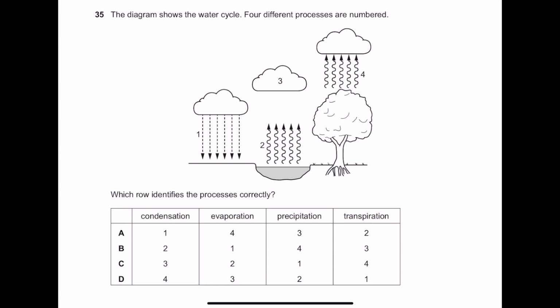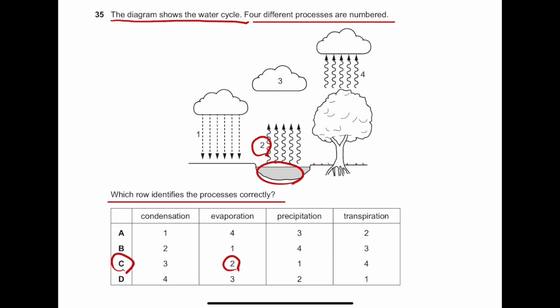Number 35. The diagram shows the water cycle. 4 different processes are numbered. Which row identifies the processes correctly? This is quite an easy question. If you look at number 2, you can see that water is being evaporated. So evaporation is number 2. Wow, C is the answer. We got the answer straight away.